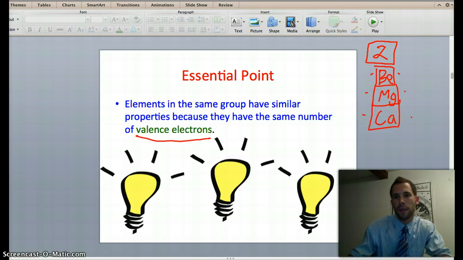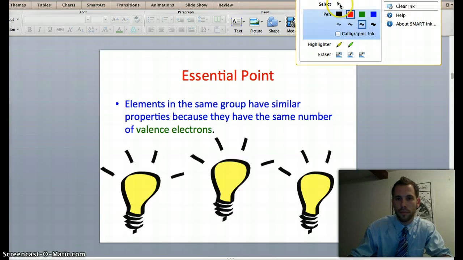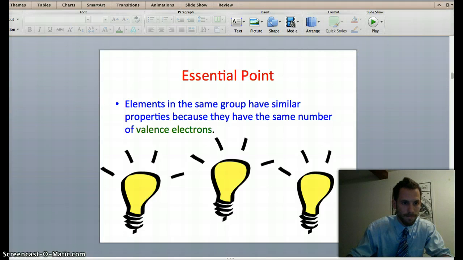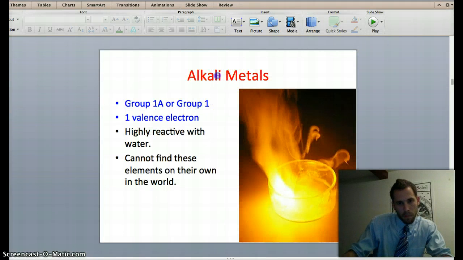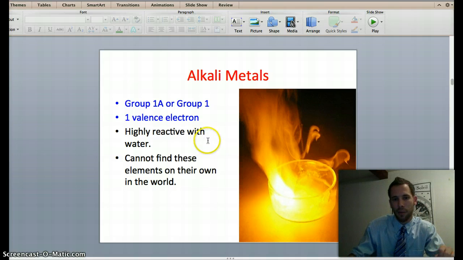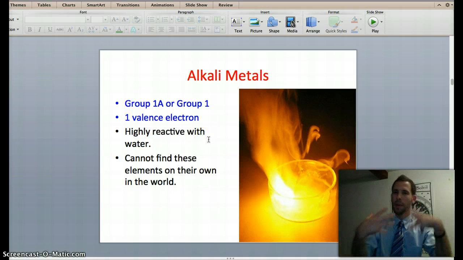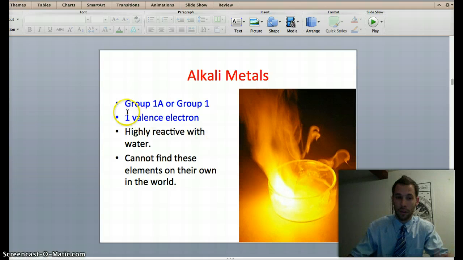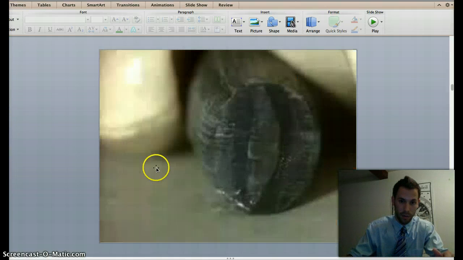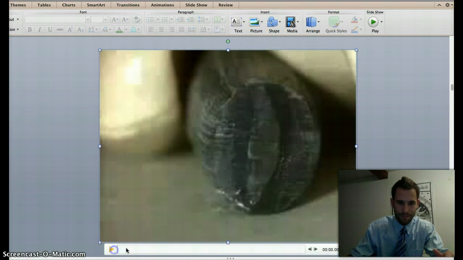Let's talk about why this matters. My favorite group, one of the coolest groups, are the alkali metals. These are the very first group, group 1A. They only have 1 valence electron. They're also very, very highly reactive with water. For this reason, you can't find them on their own in the world because they react with the moisture in the air, and they'll combust oftentimes. Want to see how it works? Check this out.